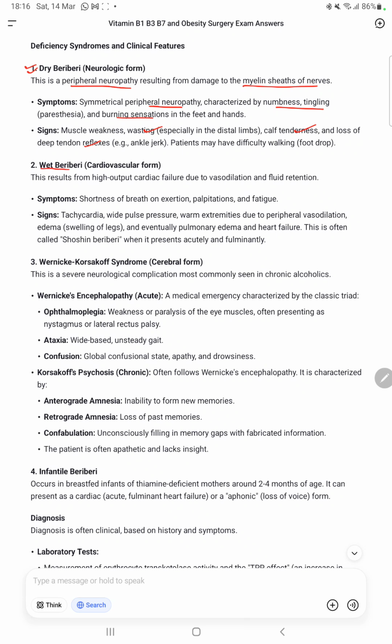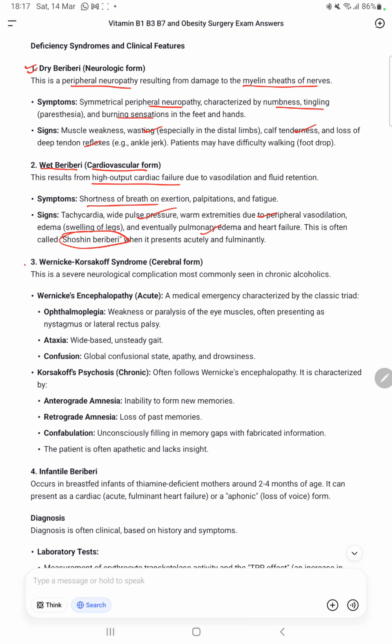Then wet beriberi is the cardiovascular form. Here it results from high output cardiac failure due to vasodilation. So here there is shortness of breath on exertion, palpitations, and fatigue. Then the signs are tachycardia, a wide pulse pressure, warm extremities due to peripheral vasodilation, and edema, and eventually it can lead to pulmonary edema and heart failure. This is often called Shoshin beriberi when it presents acutely or fulminantly.